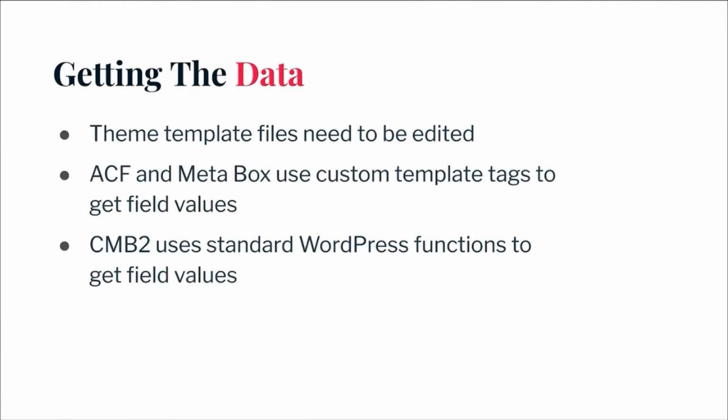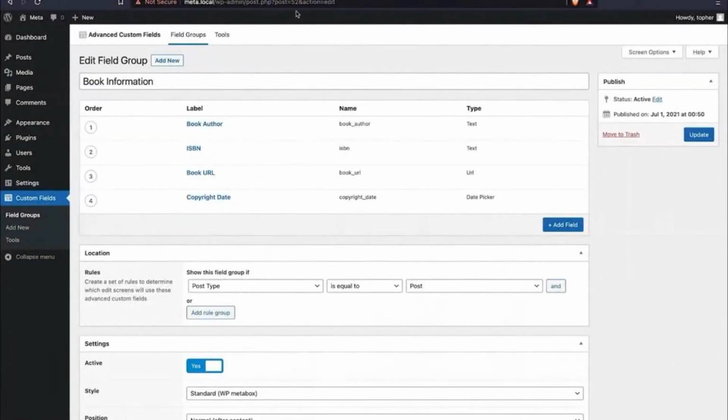So we've made these metaboxes, but then what? What happens to that data? We're not going to really go into the code here. I'm going to show you just a little bit on web pages, but I'm not going to code like I did to build them. You'll need to be editing theme template files. If you don't know how to do that, it's not that hard. There are a zillion instructional posts on the web. ACF and Metabox use custom template tags to get field values. Let me show you what I mean.